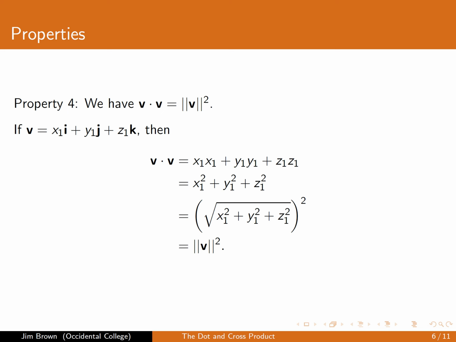So again, just do the calculation. So v dot v is x1 times x1 plus y1 times y1 plus z1 times z1. And that's just because v is equal to itself, so we get the same component each time. So this gives me x1 squared plus y1 squared plus z1 squared. And I can rewrite that as the square root of x1 squared plus y1 squared plus z1 squared, squared, which is exactly the magnitude of v squared.